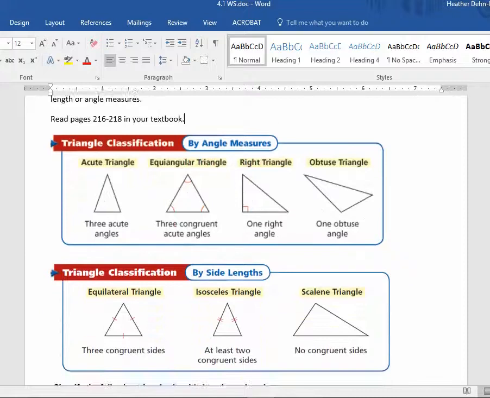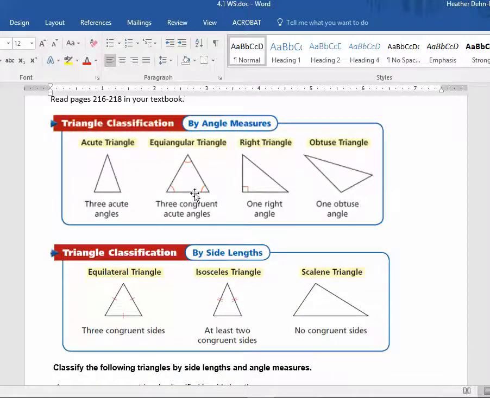The first part is pretty basic. These are some things you'd want to put in your notes just to make sure you've got it. We have an acute triangle, or equiangular triangle. We don't use that phrase a lot, but that's what it's called. It has three congruent acute angles, so they're all equal to each other. We have a right triangle and an obtuse triangle, which has one obtuse angle. We can also classify triangles by side length: equilateral, isosceles, or scalene.